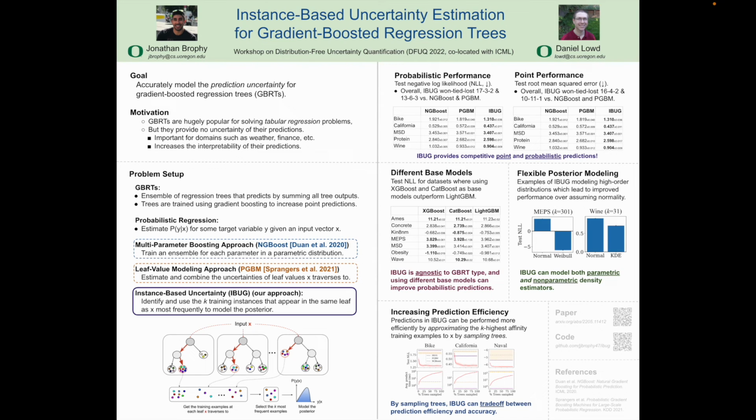Since IBUG uses instance-based learning, inference can be relatively slow due to the computation of the affinity vector over all trees in the ensemble. However, IBUG can approximate the affinity vector by sampling trees uniformly at random. And this can significantly increase prediction efficiency, often by 1 to 2 orders of magnitude, while maintaining competitive probabilistic performance. So by sampling trees, IBUG can trade off between prediction efficiency and accuracy.